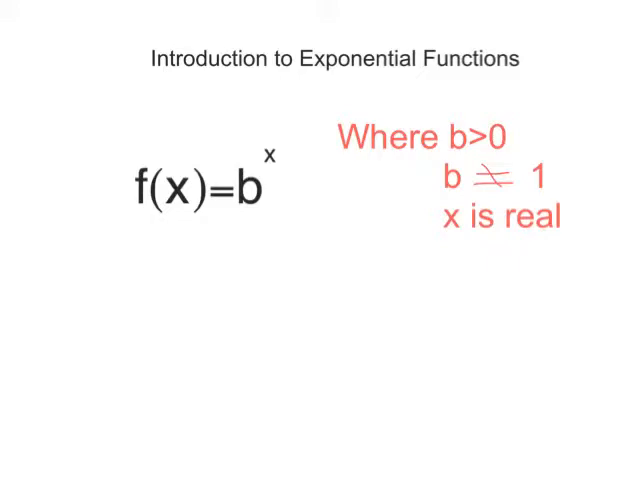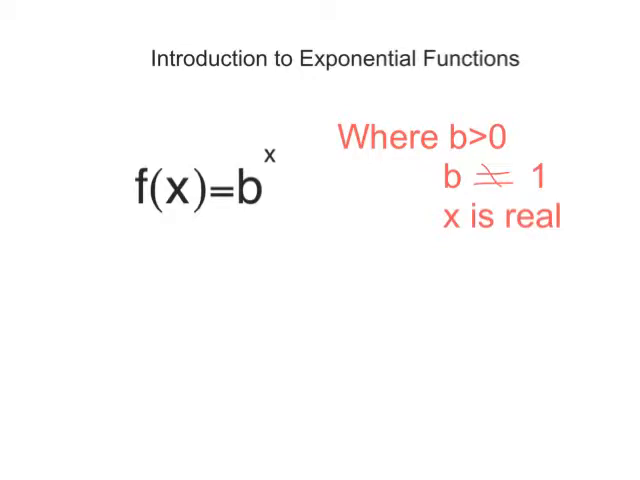We do have some stipulations on b and x. B has to be bigger than 0. It can't be equal to 1. Now, as you know, that doesn't mean that you can't ever raise any negative number or 1 to a power. It just means that if you do, you can't call it an exponential function. They just don't behave the same way. Okay. X also has to be a real number in order for this to work.